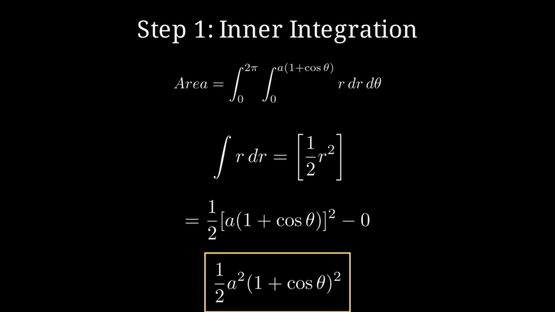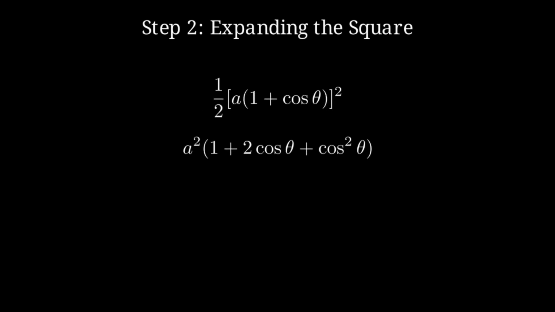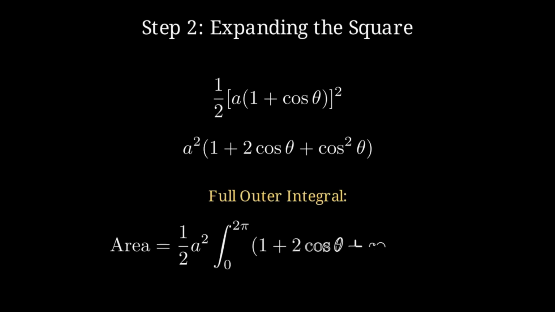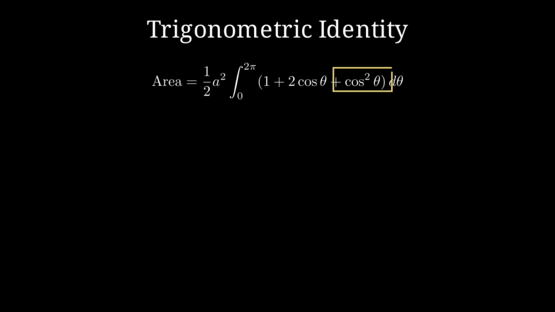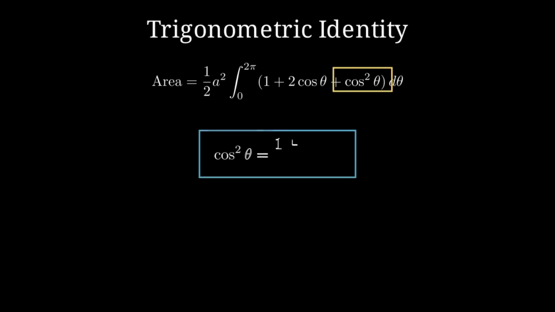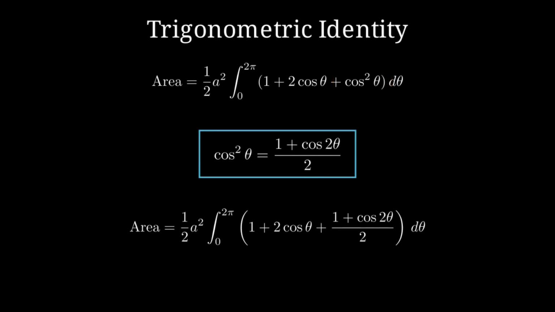plus cosine theta). To make the outer integral manageable, we expand the squared term. This results in 3 distinct parts: 1, 2 cosine theta, and cosine squared theta. We can pull the constant a squared over 2 outside the integral. The term cosine squared requires a power reduction identity. We replace it with the quantity 1 plus cosine of 2 theta, all divided by 2.